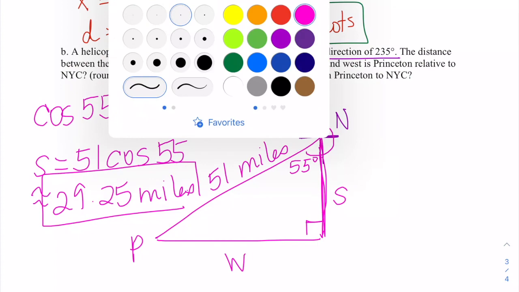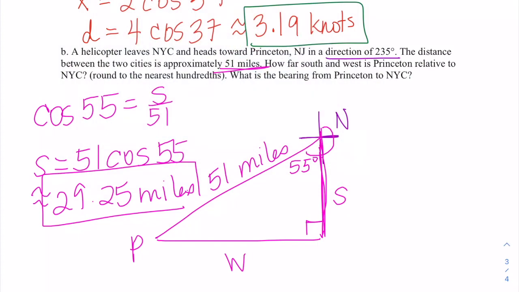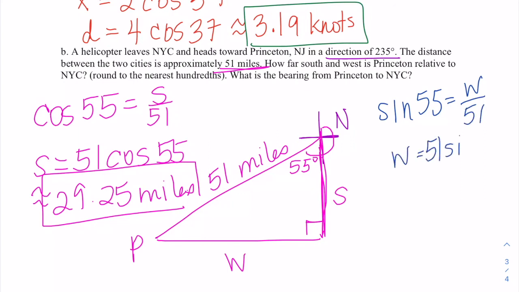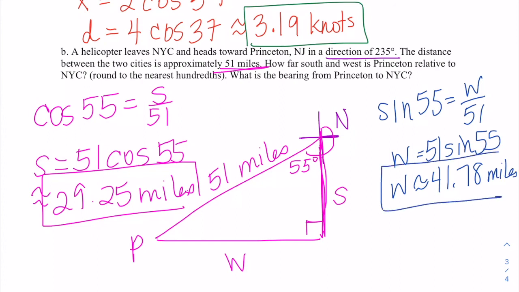And then over here, I'll write the west. Looking for the west, I'm going to use the opposite. So what's that going to be? Sine of 55 is going to equal the west over 51. So this will be exactly 51 times the sine of 55, which is approximately 41.78 miles. So we have the south and the west, and the total distance.